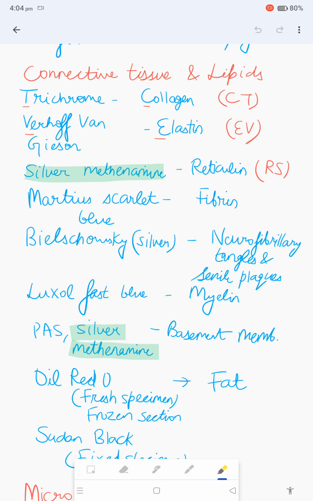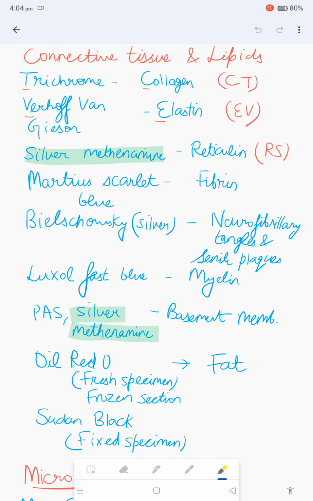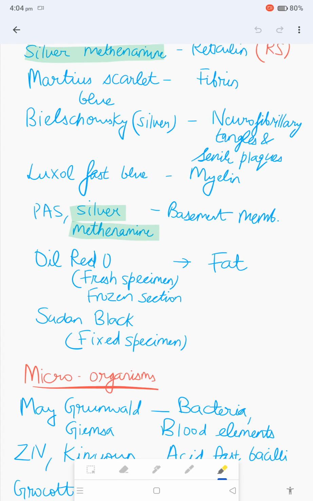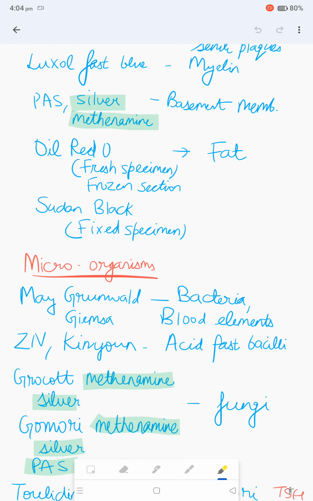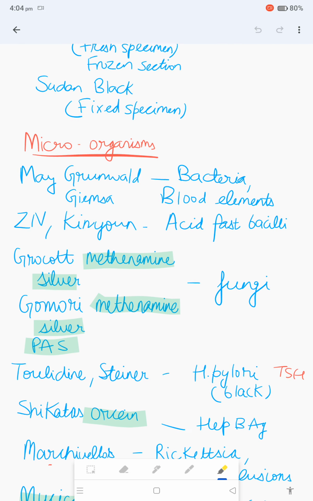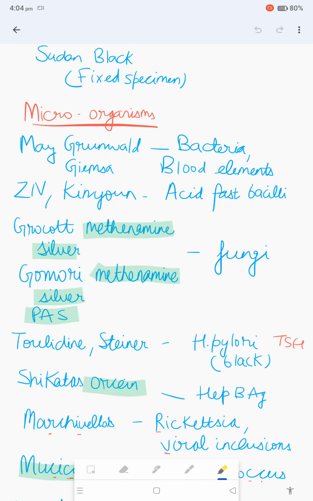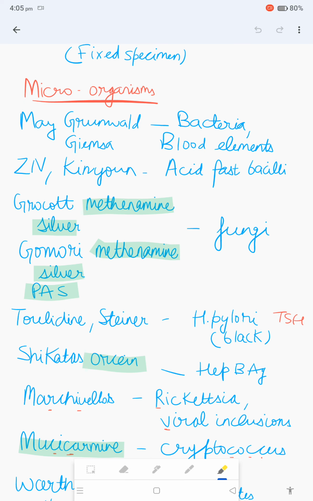So what stains have we studied in connective tissue and lipids? Trichrome stain, Verhoeff-van Gieson stain, silver methenamine, Martius scarlet blue, Bielschowsky, Luxol fast blue, PAS silver methenamine, oil red O and Sudan black. Then we have microorganisms. May-Grunwald-Giemsa stain is used for bacteria and blood elements. Then Ziehl-Neelsen stain is used for acid-fast bacilli.